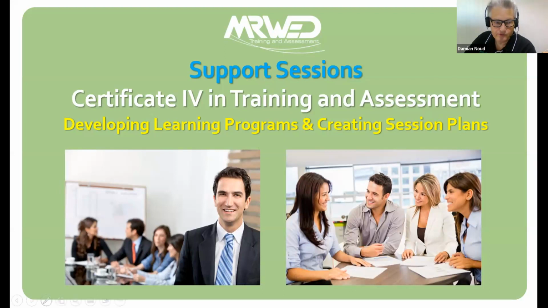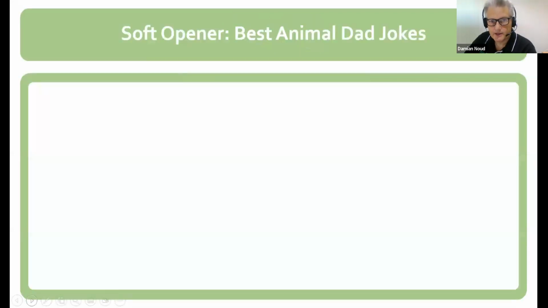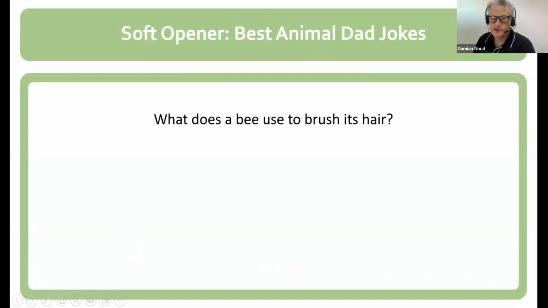We need to start off with some really, really serious business. We need to have some dad jokes. And today I've got animal dad jokes for you, okay? Just 3 quick ones. If you think you know the answer, pop them in the chat. So hit the chat button. Put them in the chat rather than the microphone if you think you know the answer, because that gives people a chance to think a little bit. What does a bee use to brush its hair? When I tell you the answer, you'll go, oh, that was pretty obvious maybe, Damien. But what does a bee use to brush its hair?